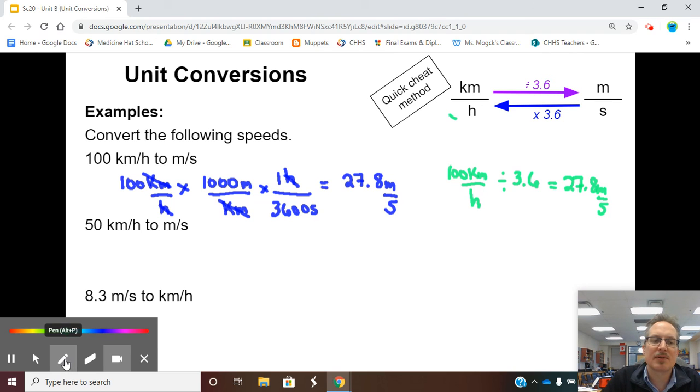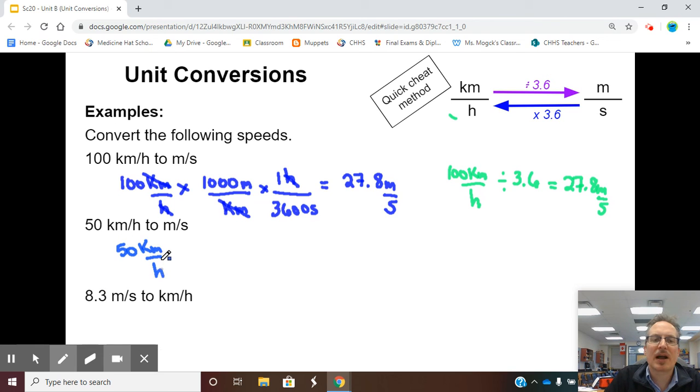Let's do the next example. So 50 kilometers per hour. It says I'm going to divide by 3.6. So again, I was doing it the old way. I'll do it this way with a little cheat. And my answer is 13.9 meters per second.